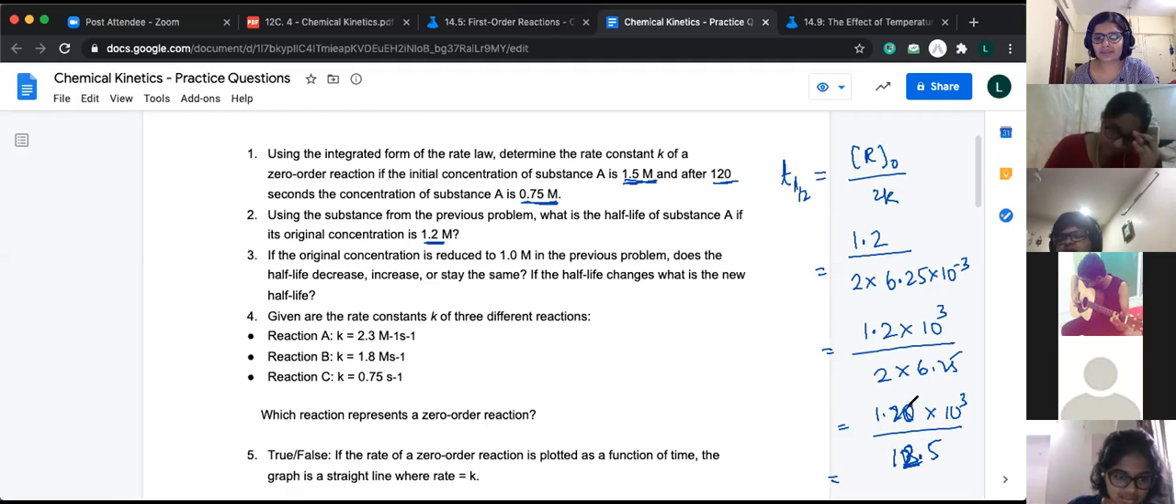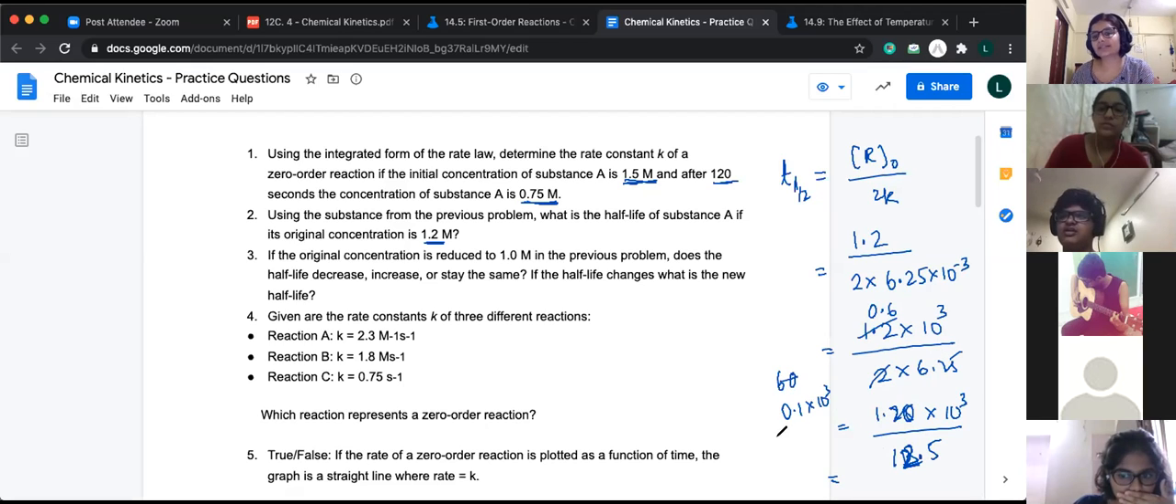So when you divide 1.2 by 2 in the numerator, you get 0.6 into 10 to the power 3, right? And then you divide by 6.25, so you get 0.1 into 10 to the power 3. So in this case, you're going close to an approximate value. The correct answer, because the majority of you have gotten it, is 96 seconds.